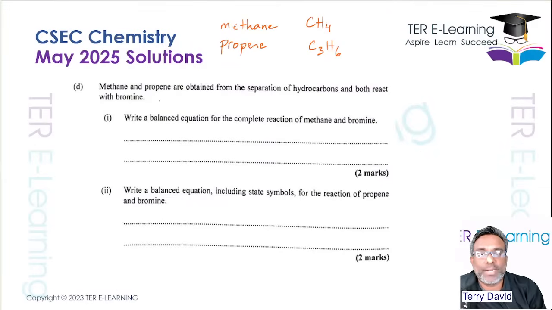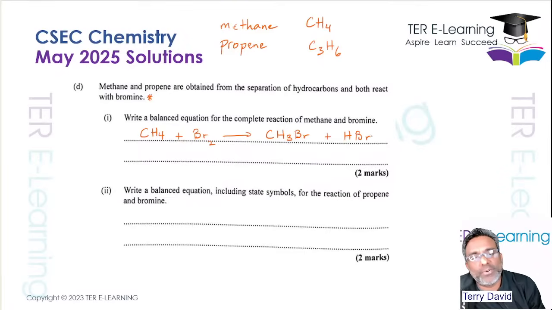Now they said both of them can react with bromine. Write a balanced equation for the reaction with methane and bromine. So if we start with CH4 plus bromine, which is Br2, now they didn't ask us for any condition here, but we need UV light for this reaction to take place. So what's going to happen is a substitution. They want one possible reaction here, so let's substitute one hydrogen. So you can get CH3Br plus HBr. That is one possible reaction here. So you can get bromomethane in this case. That's one possibility. There could be more than one answer here, but this is one possibility.